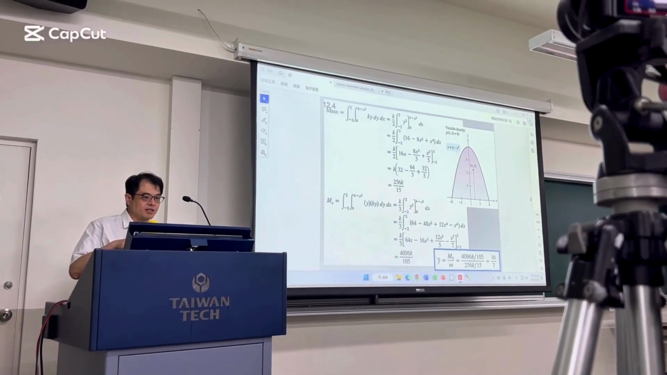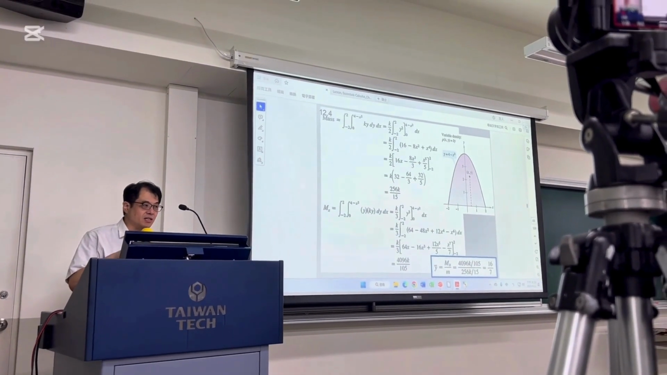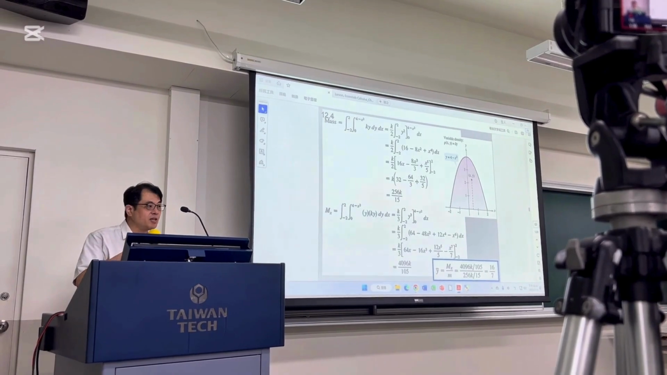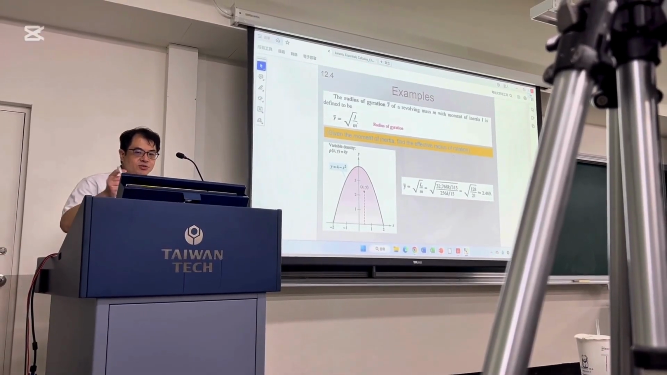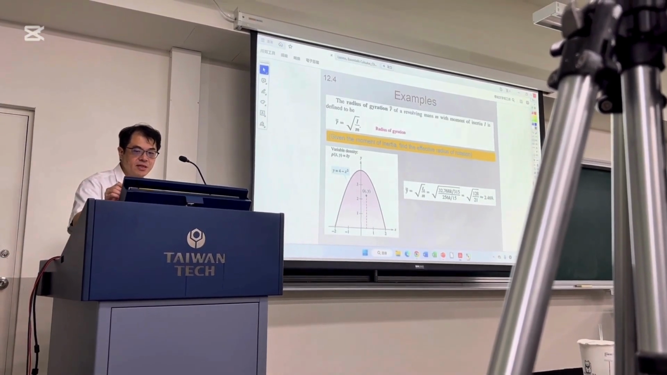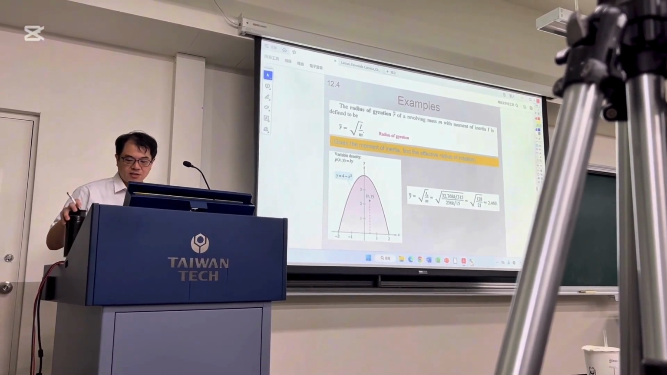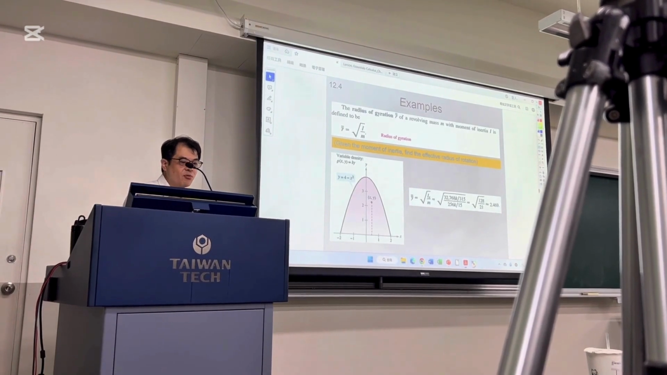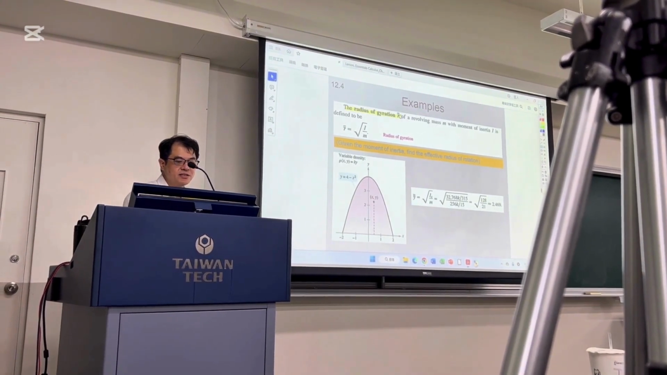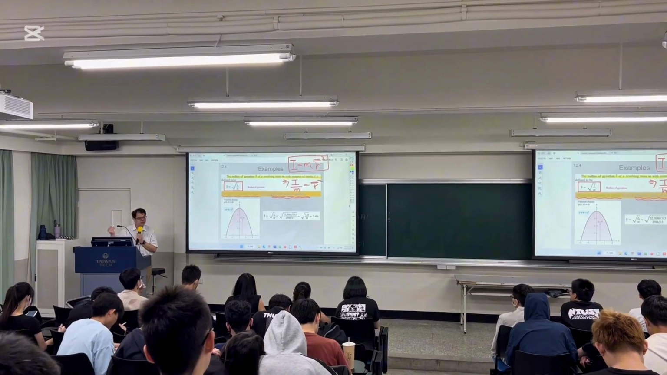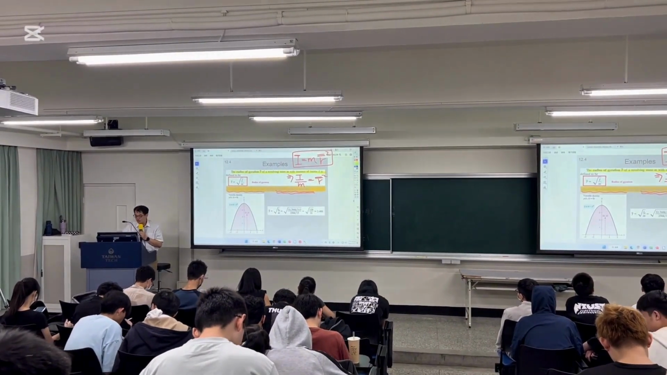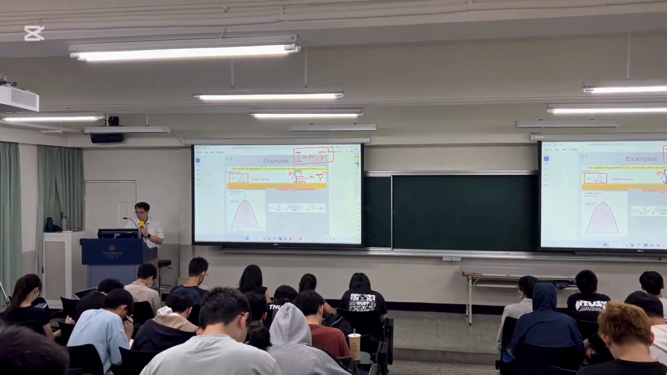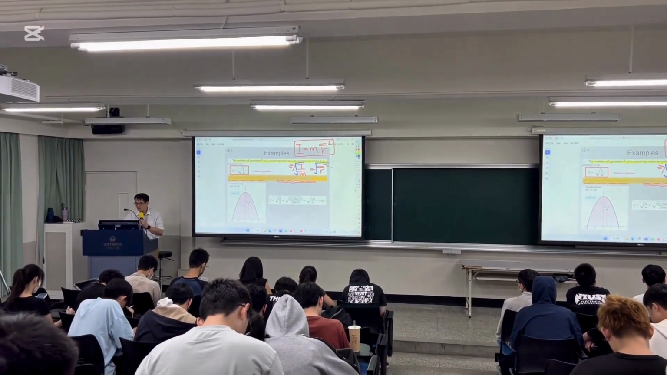Okay, so today we are going to continue to talk about the moment of inertia. Extend a little because we want to talk about the so-called radius of gyration. And what is the radius of gyration? If you want to find the radius of gyration, we just take the square root on both sides of the equation.